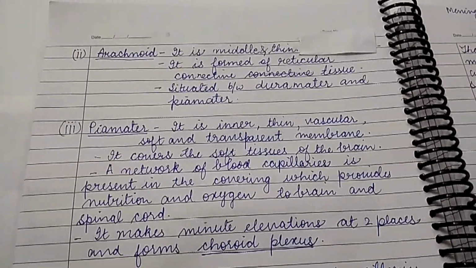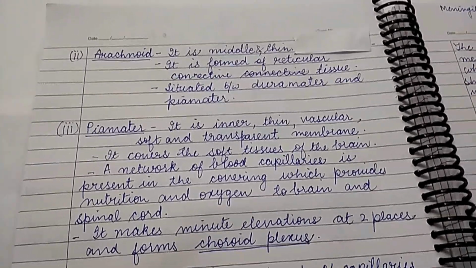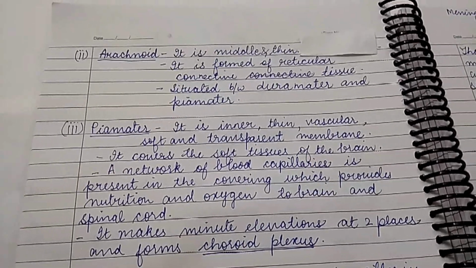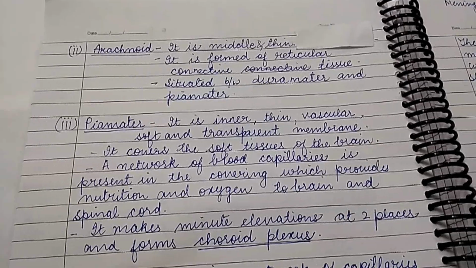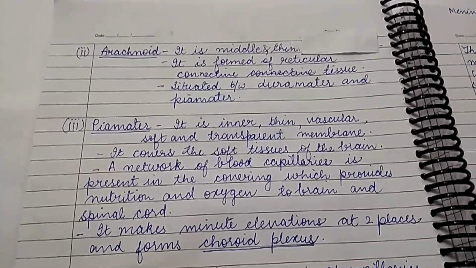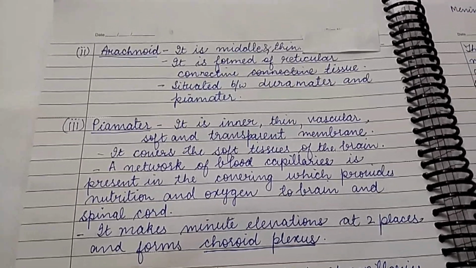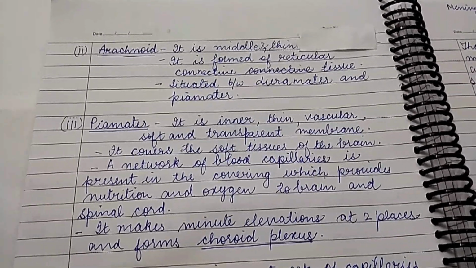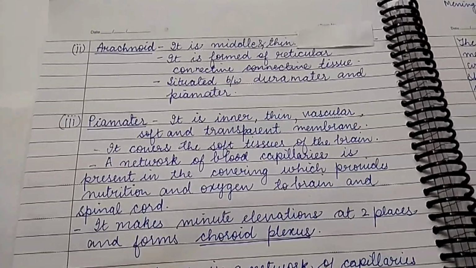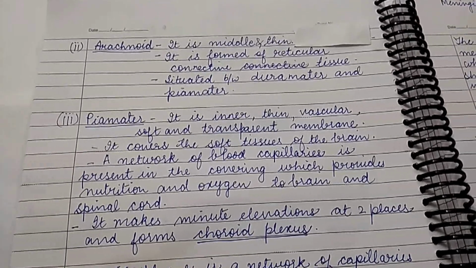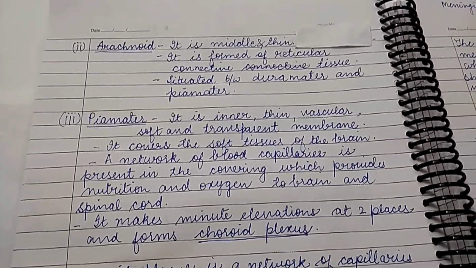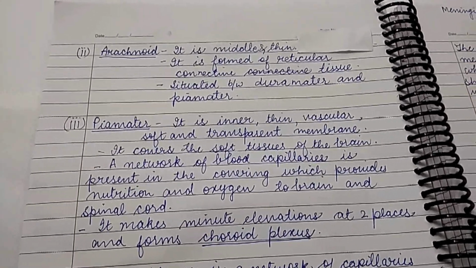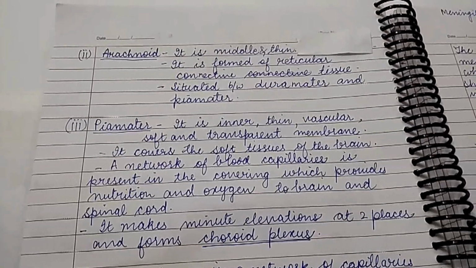Third membrane is pia mater. Pia means tender, so it is tender and delicate in nature. It is the innermost layer and it is vascular in nature. Vascular means it contains blood vessels, and it is soft and transparent membrane. It covers the soft tissues of the brain, and a network of blood capillaries is present in the covering, which provides nutrition and oxygen to brain and spinal cord. That means it allows blood vessels to pass through and nourish the brain.